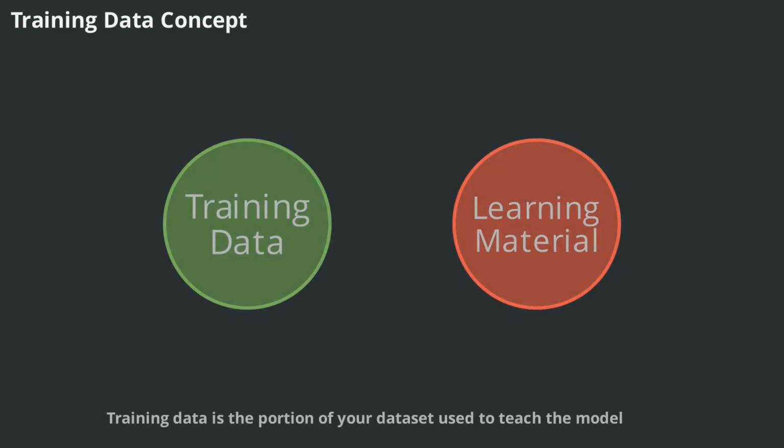Training data is the portion of your dataset used to teach the model. It contains both the input features and the correct answers, allowing the algorithm to learn the relationships within the data. The better your training data, the smarter your model will become. It's the main ingredient in the recipe for machine learning success.